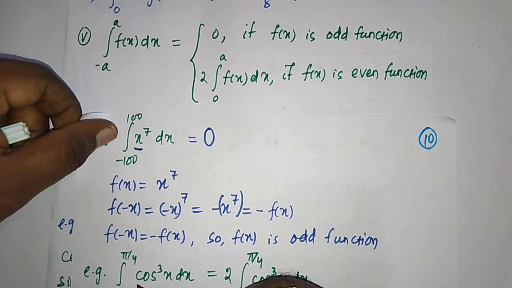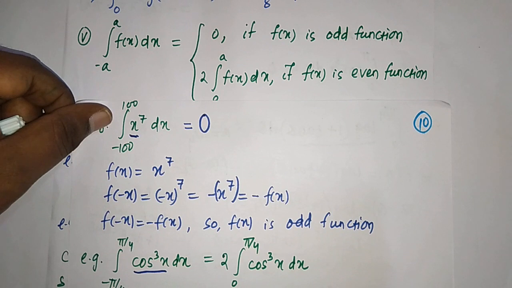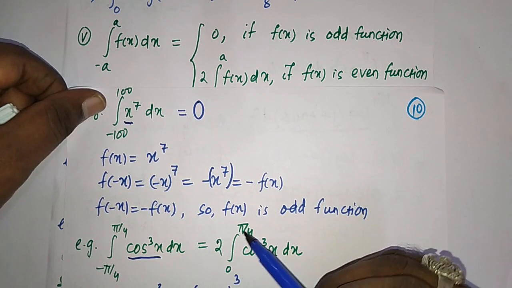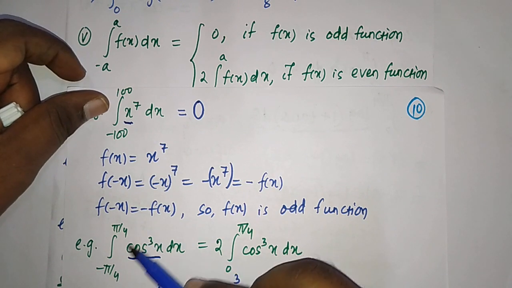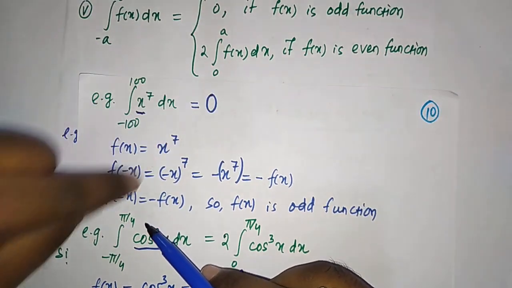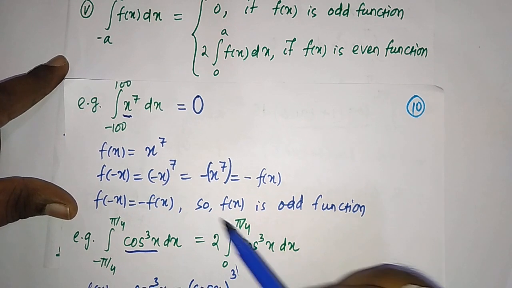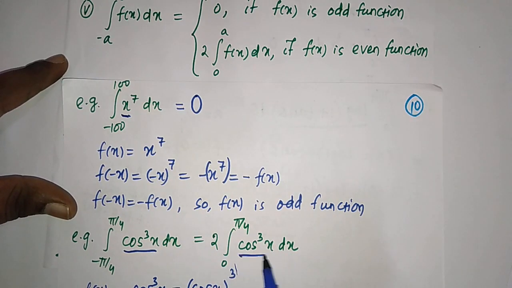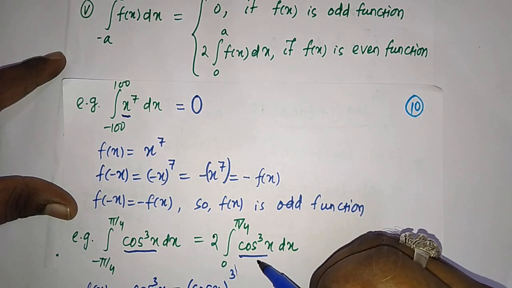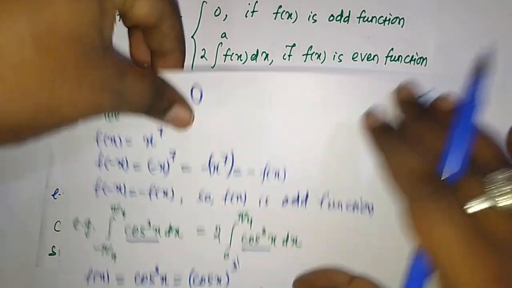Here f of x is an even function. That's why the value of this integration will be 2 into integral from 0 to a. Here a is what? Pi by 4. 2 into integral from 0 to a of f of x dx. So here a is pi by 4. So from 0 to pi by 4 of f of x. Here f of x is cos cube x. So write this cos cube x into dx. So we have to find integration of this cos cube x from 0 to pi by 4 and continue.